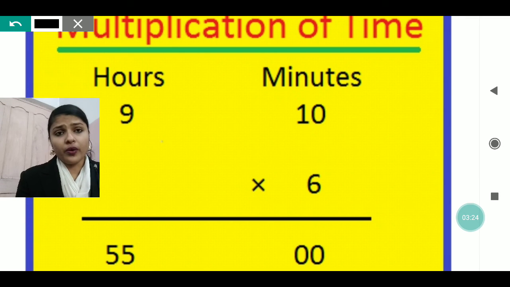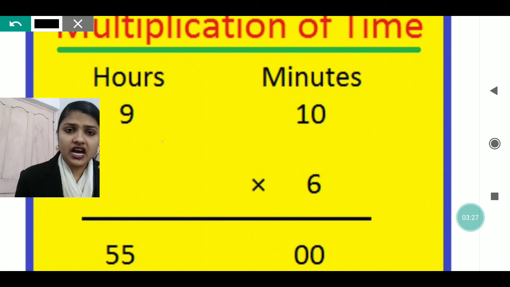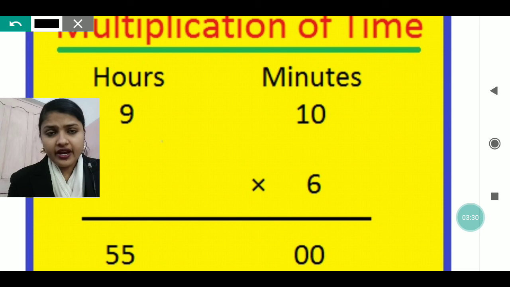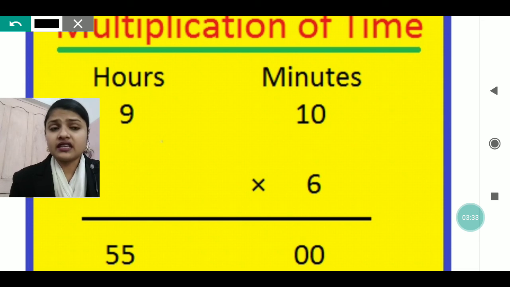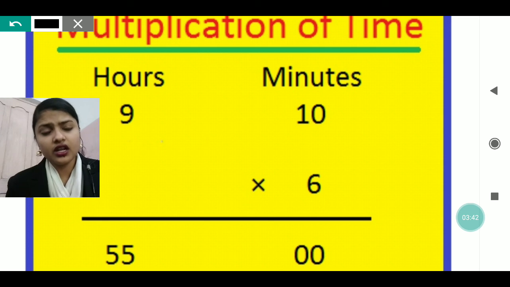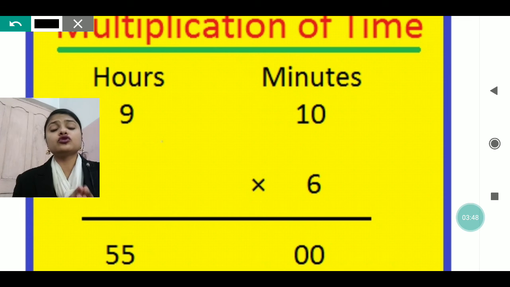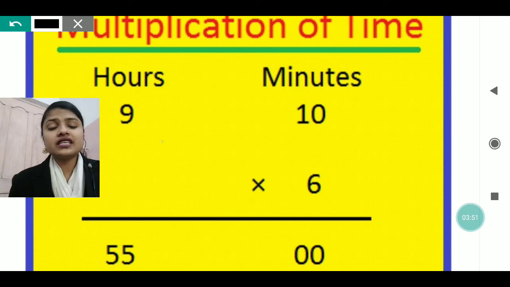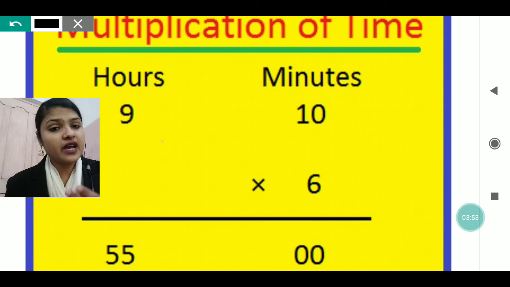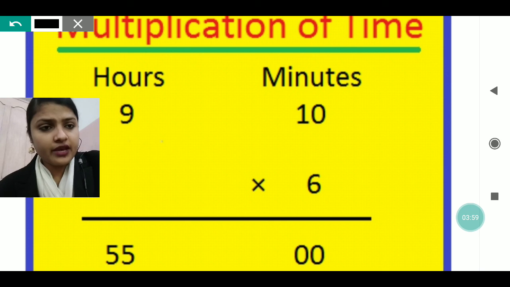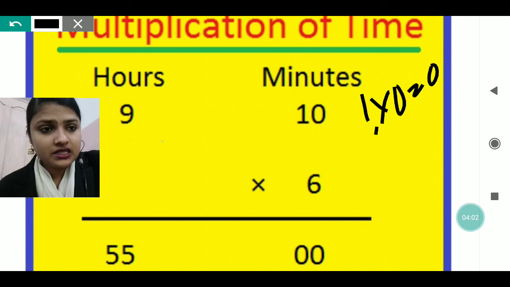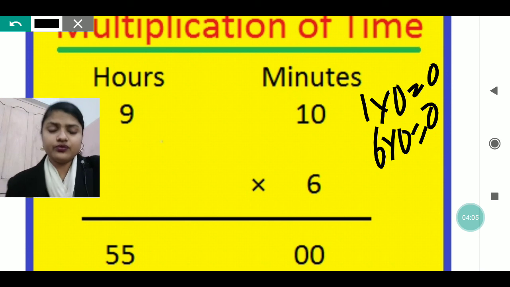See this slide which I have opened. In this it is written multiplication of time. Two columns have been made, one is the hour column and the second is the minute column. After that we have written the numbers just below the columns, like 9 in the hour column and 10 in the minute column. I will start multiplying as we do ordinary multiplication. So 6 into 0: when any number is multiplied with 0, we get 0 only. Means 1 into 0 you will get 0. 6 into 0 also gives 0.